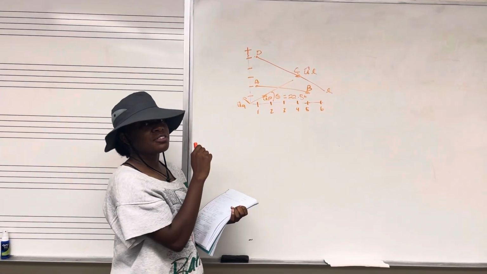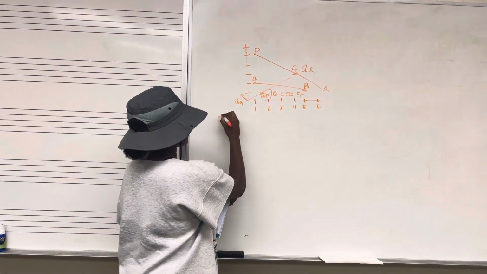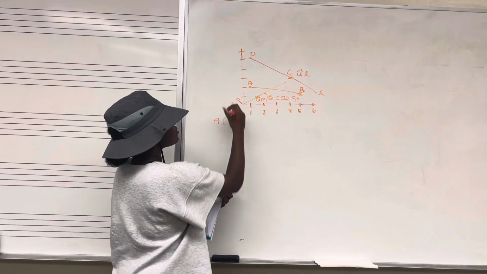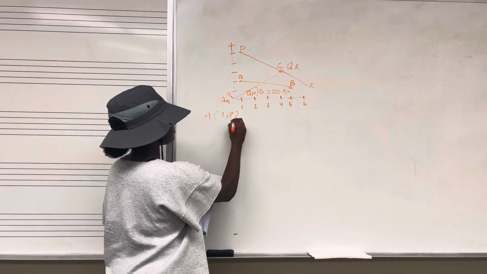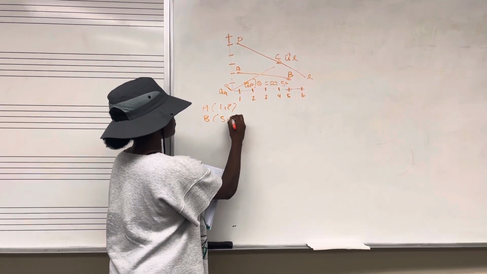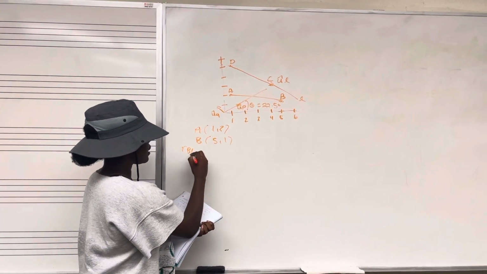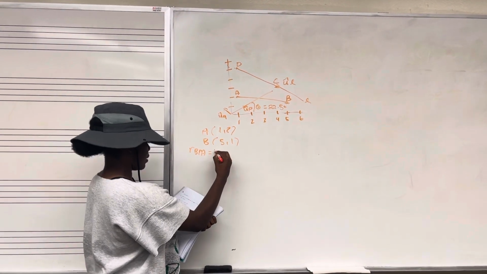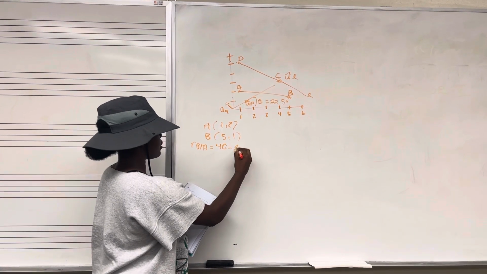The first thing I'm going to do is write down the coordinates for that. The A point is at 1, 2, and the B point is at 5, 1. In order to find the vector RBA, we're just going to subtract. It's going to be 4 I hat minus J hat feet.